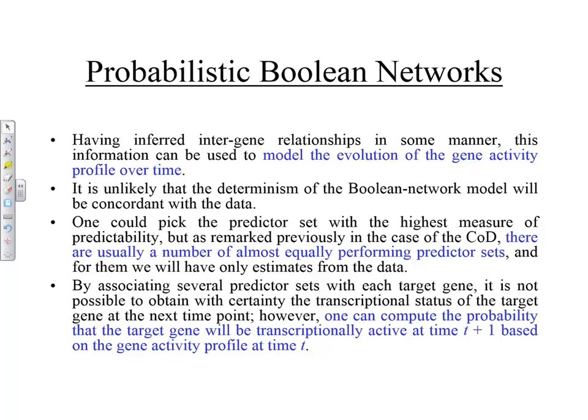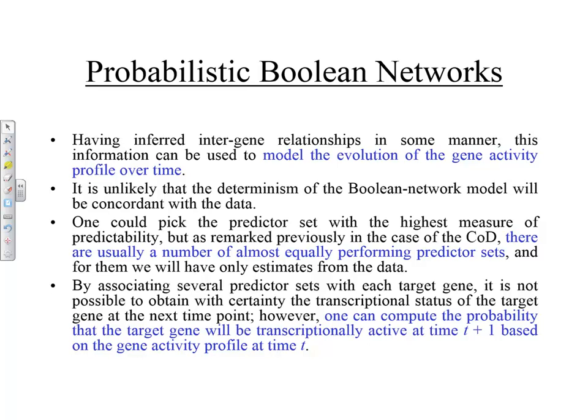But instead, if you say that we are going to have multiple predictors for each gene, and gene number one, let's say, has three predictor sets, then gene number one will update at the next time point according to the first predictor set with probability 0.1, according to the second predictor set with probability 0.2, according to the third predictor set with probability 0.7. Then this will become a stochastic dynamical system, a generalization of a Boolean network. It will become what is called a probabilistic Boolean network, and I will talk about that in the next few minutes.